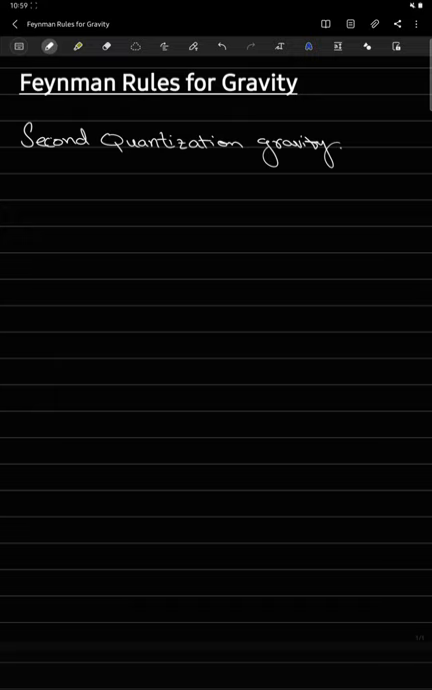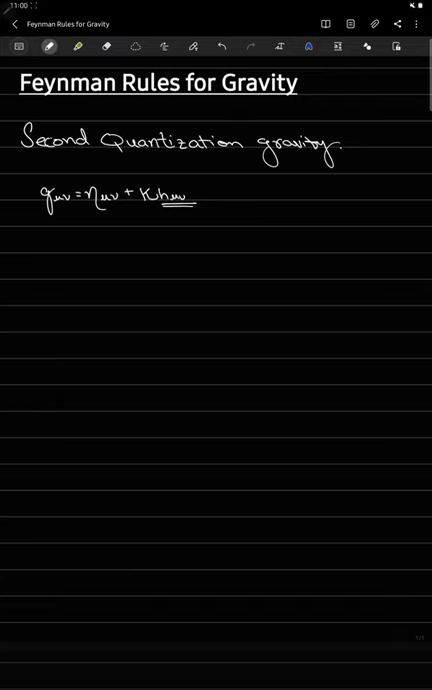So for our own comfort, I will also write down some of the equations here that we have been using before. So let's start with assuming a weak gravitational field. That would mean using this ansatz: G mu nu is equal to eta mu nu plus kappa h mu nu. And now we have to quantize this field h mu nu.